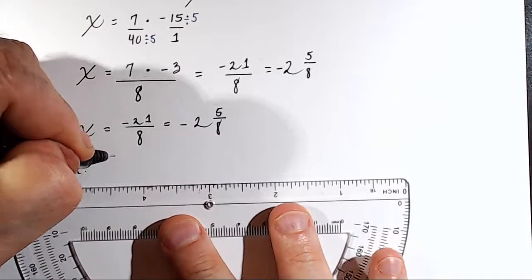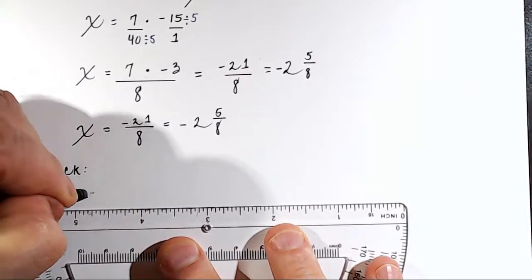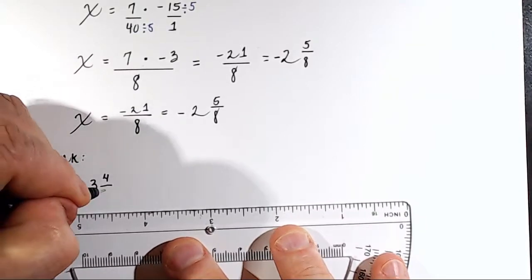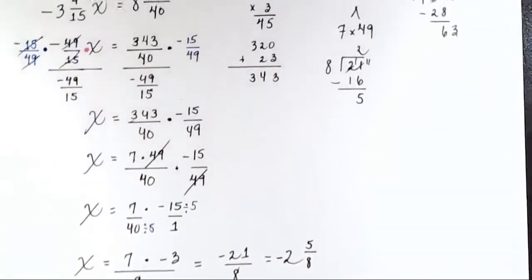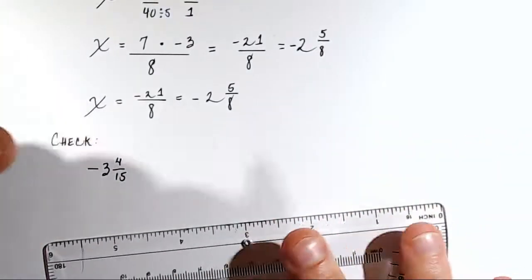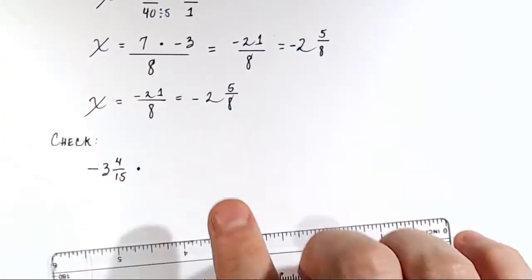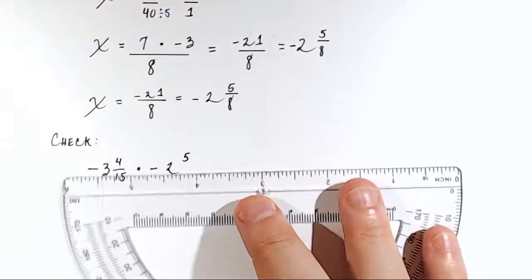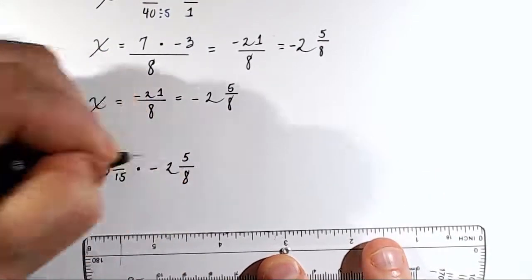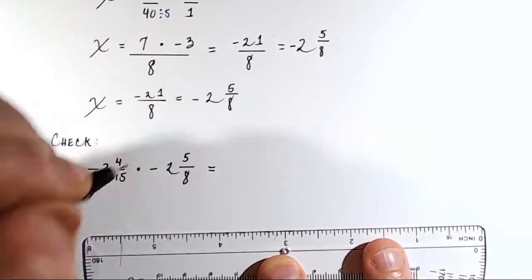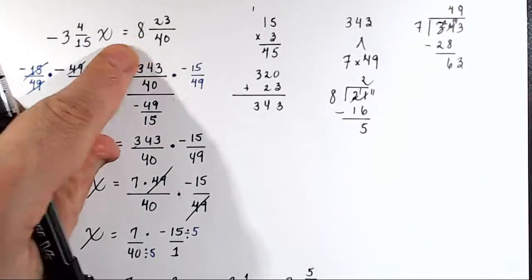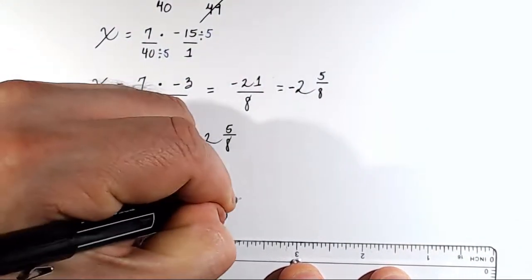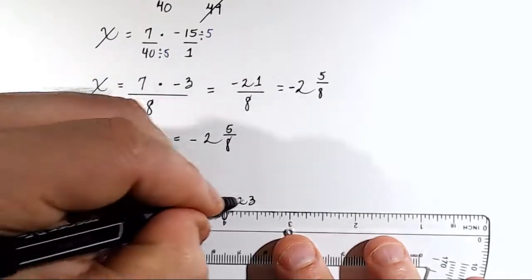So the question is, does negative 3 and 4/15 times negative 2 and 5/8 equal 8 and 23 over 40? Okay, so 8 and 23 fortieths.